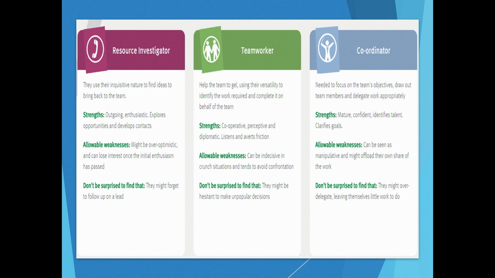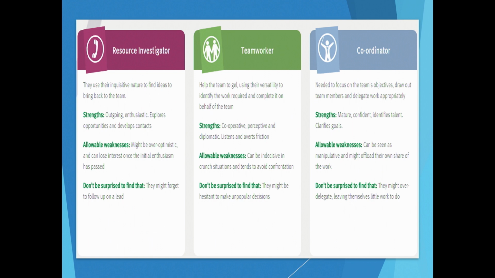Team worker. The team worker helps the team to gel, using their versatility to identify the work required and complete it on behalf of the team. Their strengths are that they're cooperative, perceptive, and diplomatic. They listen and avert friction. Now, because they're a team worker, they want to get on with it. They want to get the job done. They don't want to be making unpopular decisions and having arguments because their goal is to get this work done.